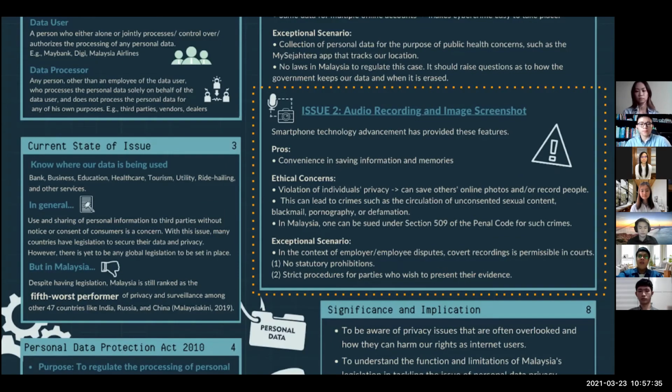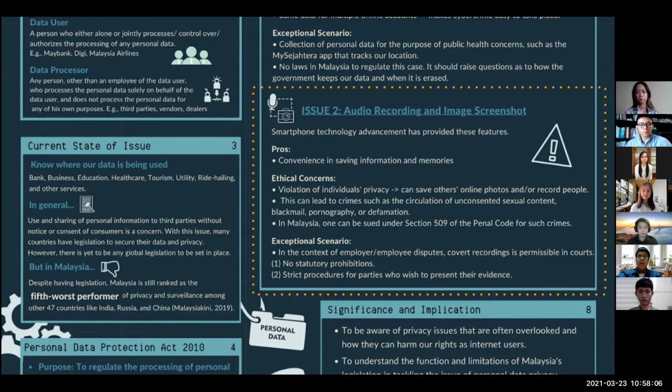However, there are some ethical concerns to how these features are being used for the wrong purpose. For instance, being able to save others' online photos, videos, or to secretly record people in public not only violates one's rights to privacy, it could also lead to unwanted crimes such as the circulation of unconsented sexual contents, blackmailing, pornography, or defamation. In Malaysia, there are few cases that highlights this particular issue.